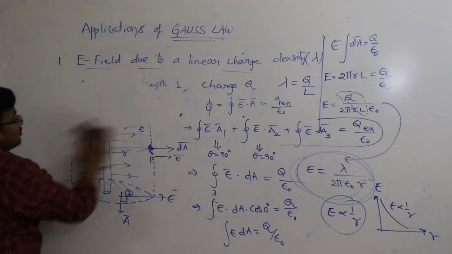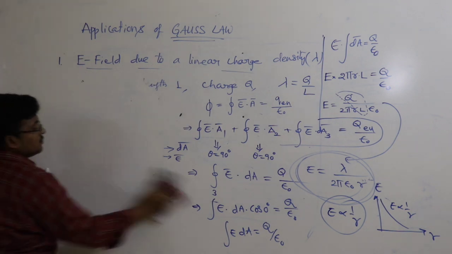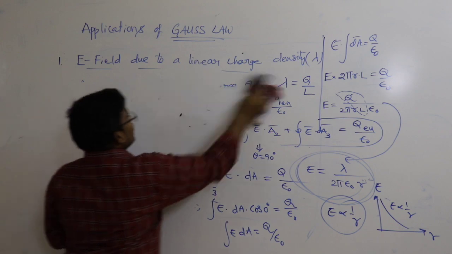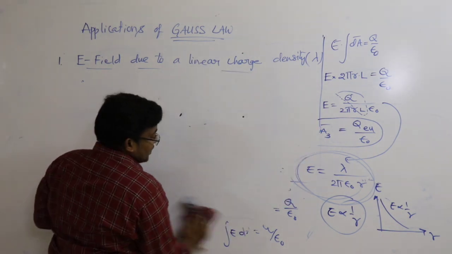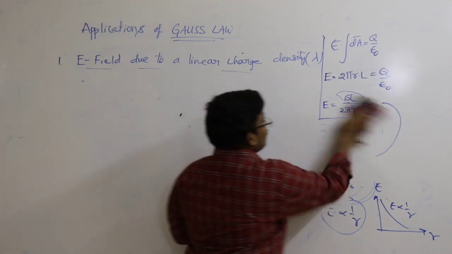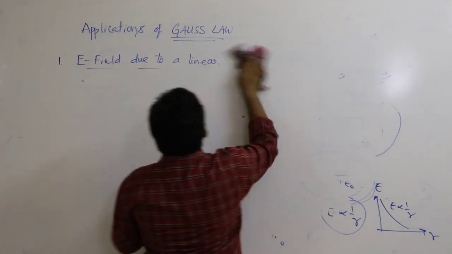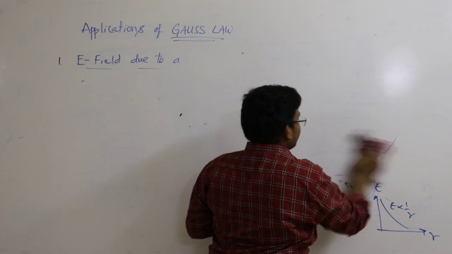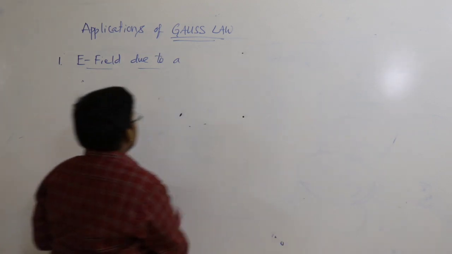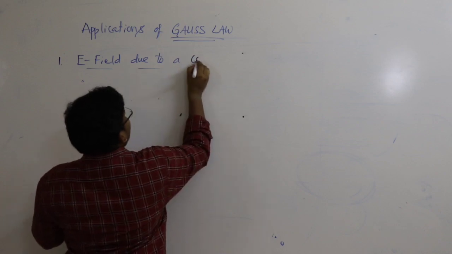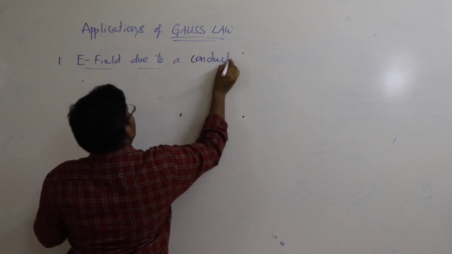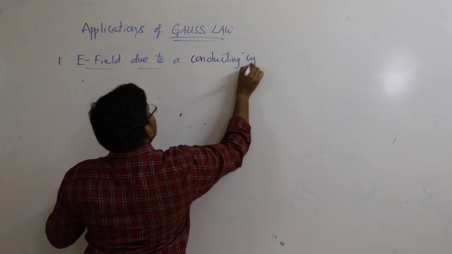Now there is one more. This is due to a linear charge density, a rod. Now we will take a cylinder. So, electric field due to a conducting cylinder.